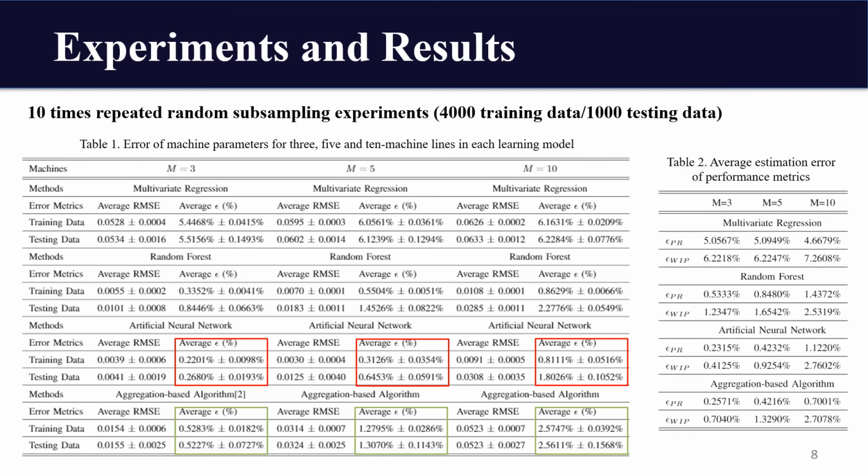With the estimated parameters, we can get estimated performance metrics by simulation. In Table 2, we compare the average estimation error of the performance metrics. Both the artificial neural network and the aggregation-based algorithm have low error in performance metrics, which implies our machine parameter estimation can fit the system performance very well.